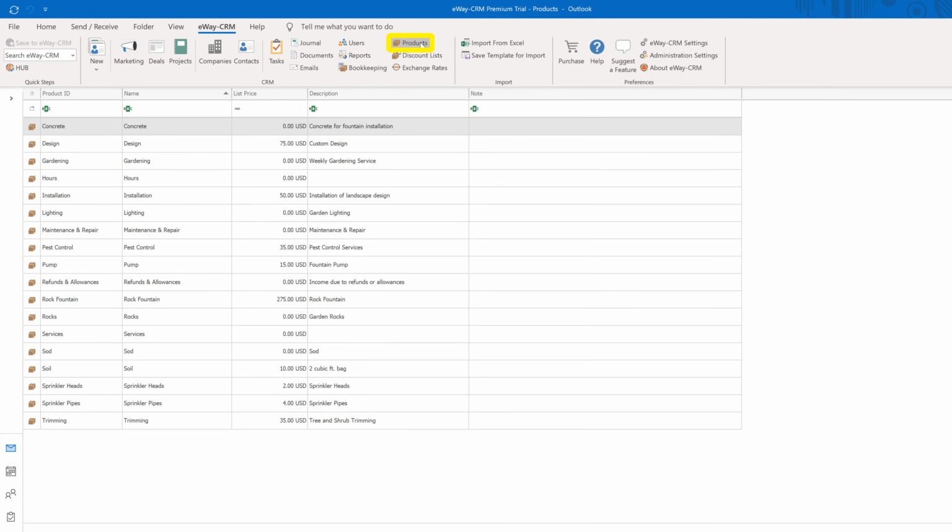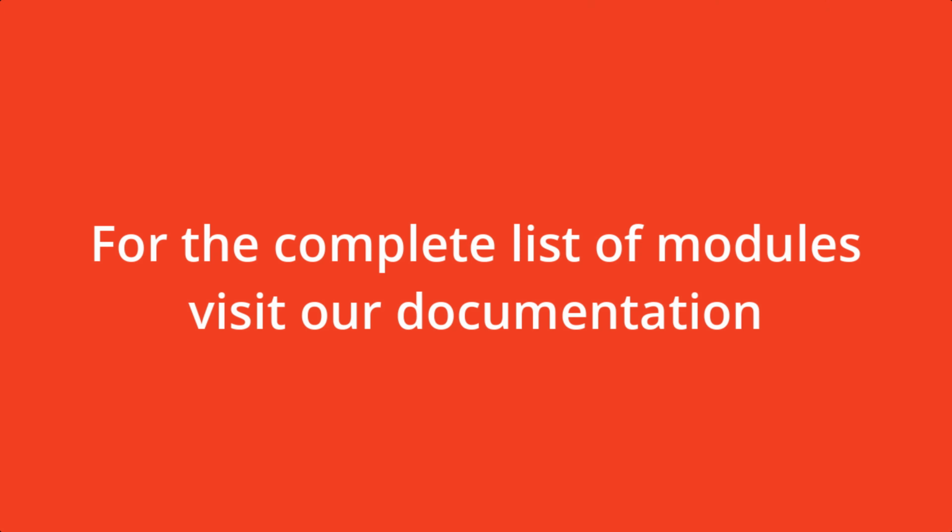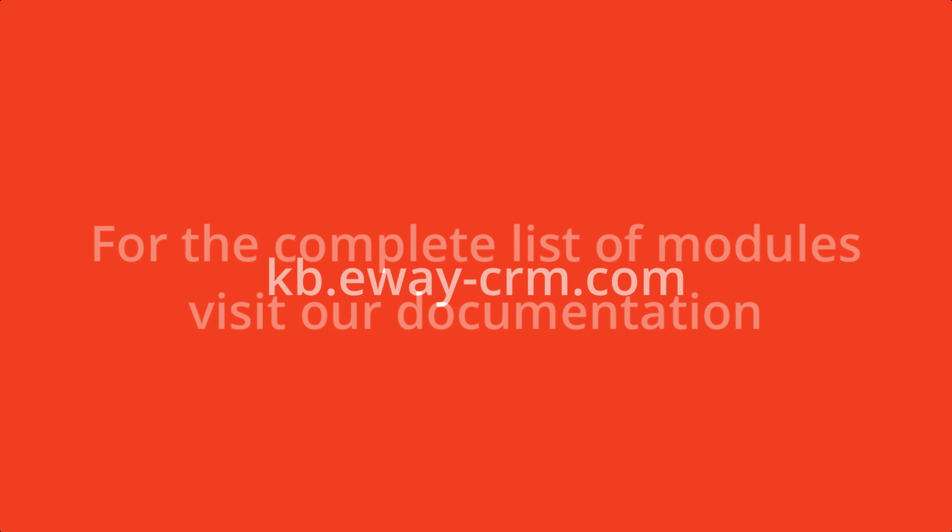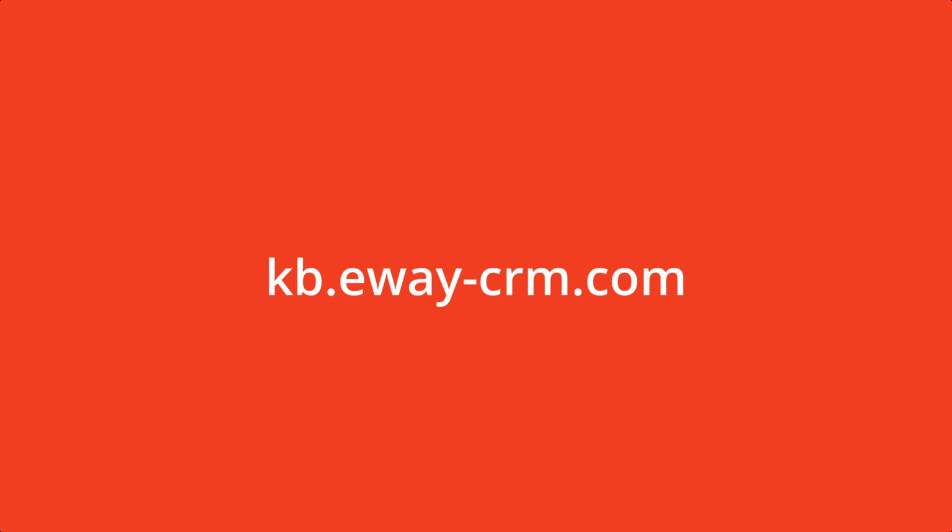Under the tab Products, you will find your complete list of products and services along with the up-to-date prices, also synchronized with QuickBooks. For the complete list of modules and fields we can synchronize, please visit our documentation at kb.eway-crm.com. There you will also find which modules are synchronized both ways and which work one way.